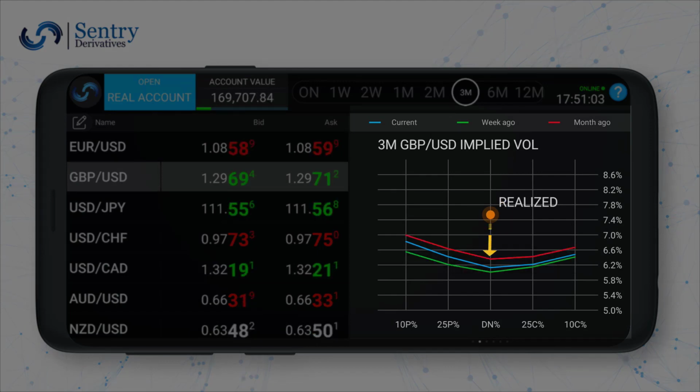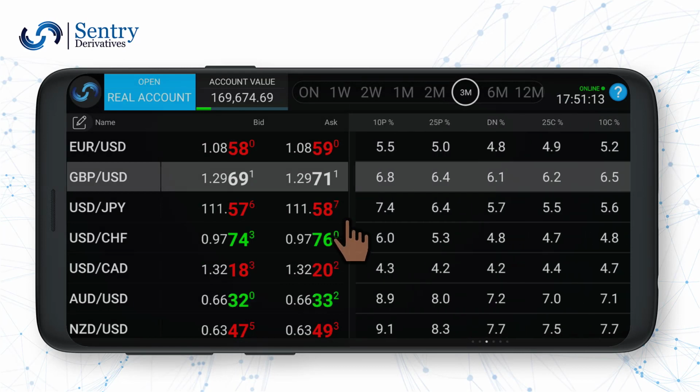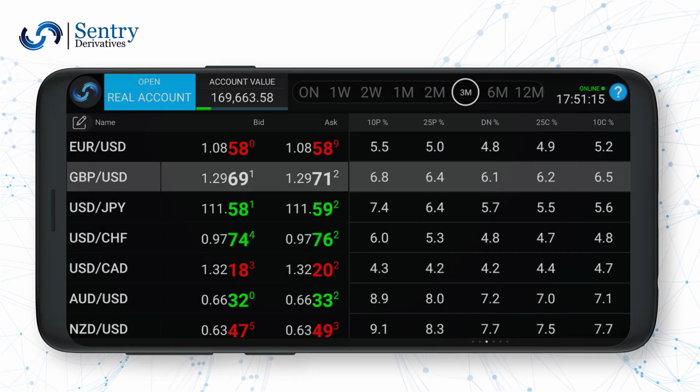As you can see, implied volatilities are very low right now, lower than realized volatility over the same period. Scroll again, we can see the numbers that back up that chart for today.